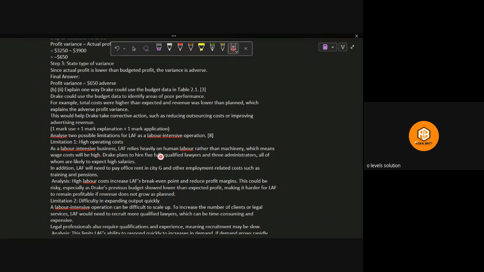Drake plans to hire 5 fully qualified lawyers, we have seen this in the case study, and 3 administrators, all of whom are likely to expect high salaries, of course. In addition, LAF will need to pay office rent in City G and other employment related costs such as training and pensions. So when there is a high labor cost, LAF's break even point increases and profit margins reduce. I hope that you know the meaning of break even point.